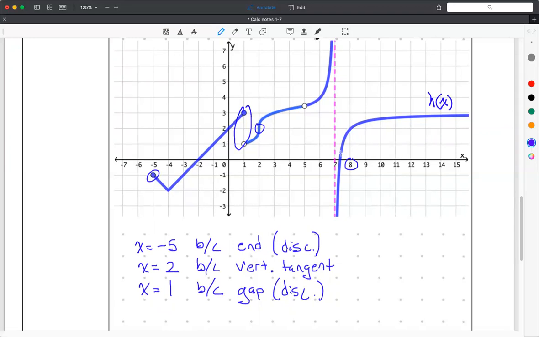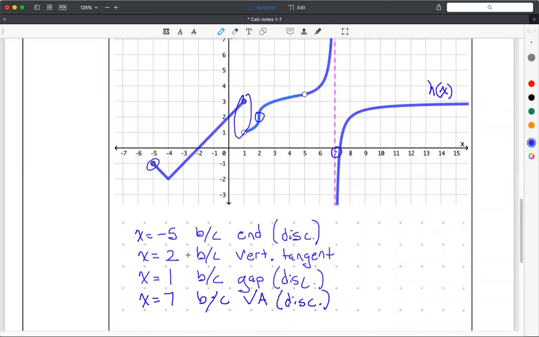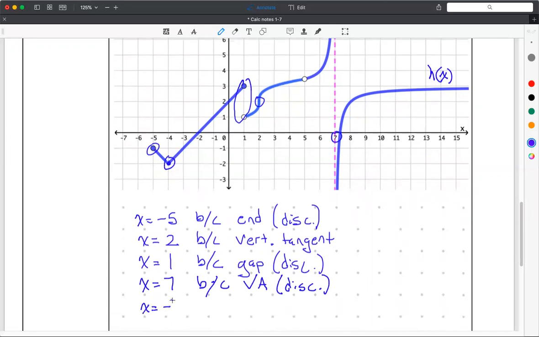So we can come back here and say at 7. x is equal to 7, and you said the reasoning already, so I'll write down because vertical asymptote, perfect. And that is a type of discontinuity again. So it's not even continuous, therefore it can't be differentiable. And then Andrea, you do one. Would it be -4? -4, right here, yeah, why? Because it's a sharp corner. Exactly, we'll say because sharp corner.